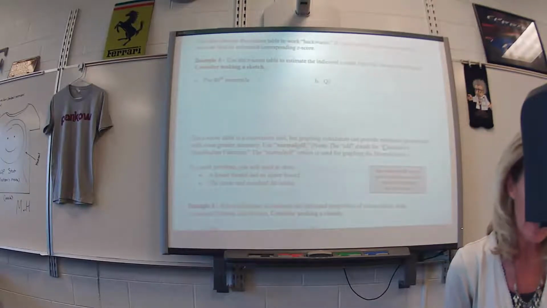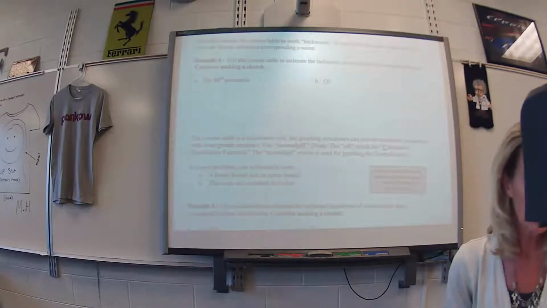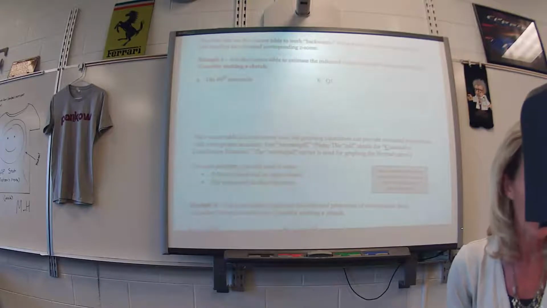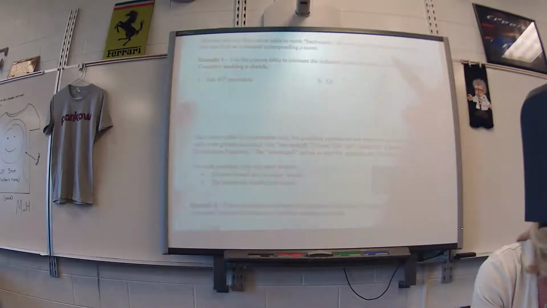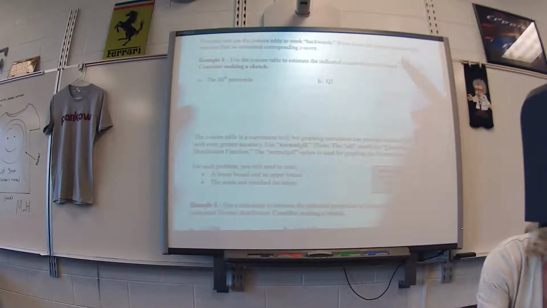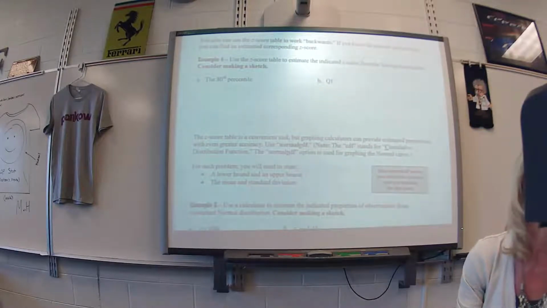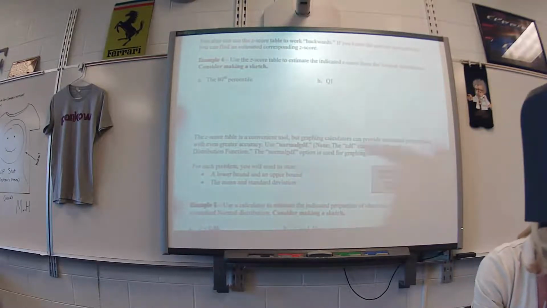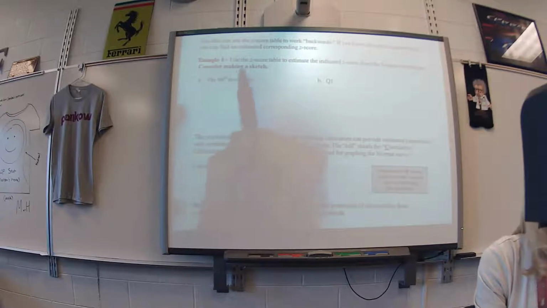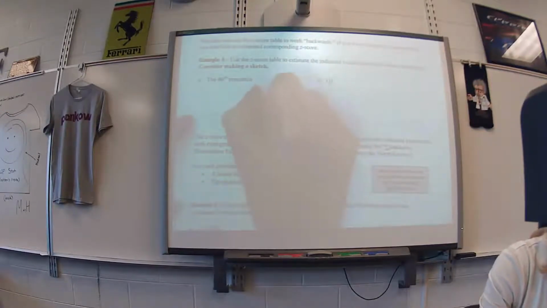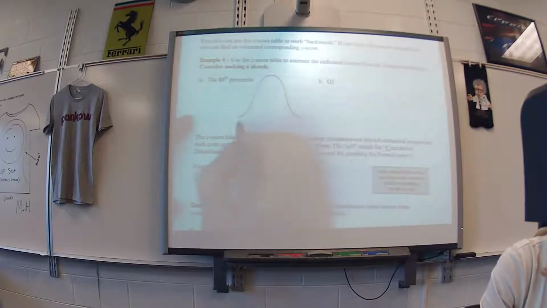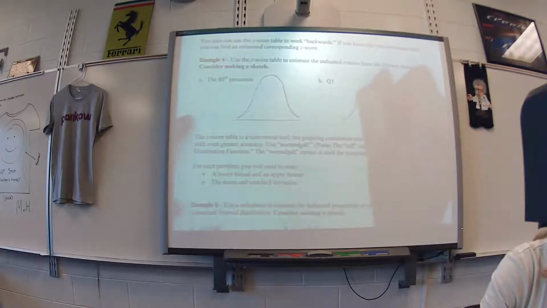The next question that we're going to do is we're going to use the Z-score table to work backwards. If you know the percent or proportion under the curve, you can find the corresponding Z-score. So I will remind you every single time that I think making a sketch can be very helpful to some of you. So I'm going to make a sketch of a bell-shaped curve for each of these.